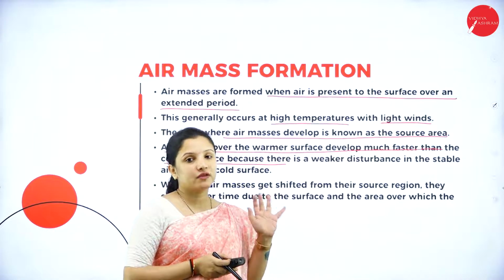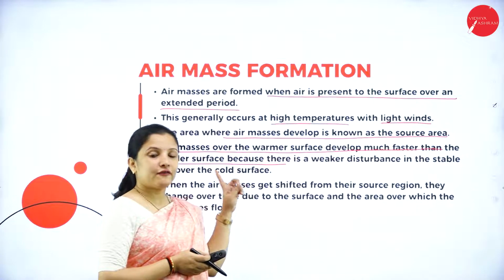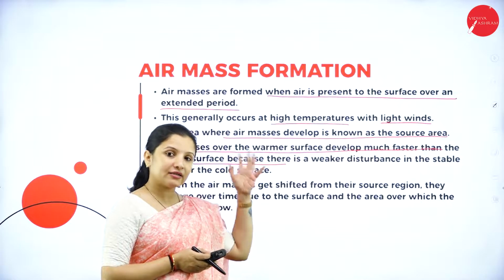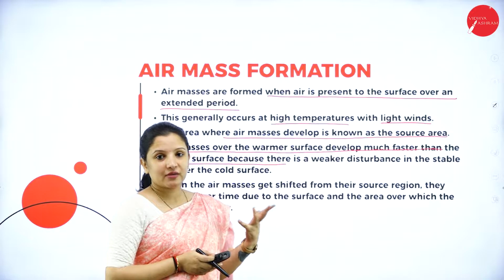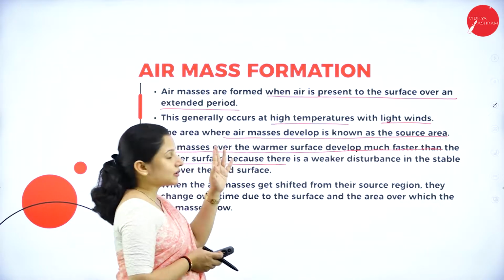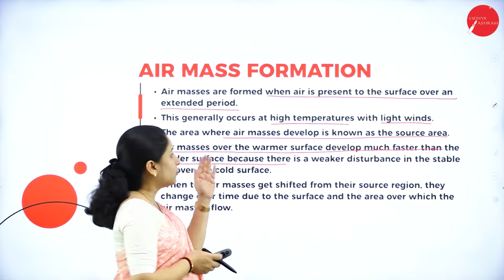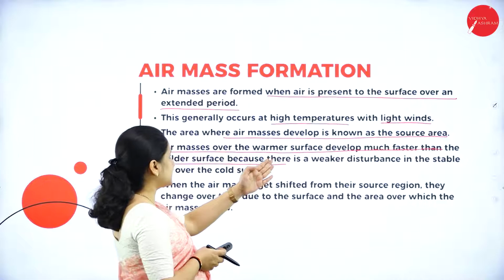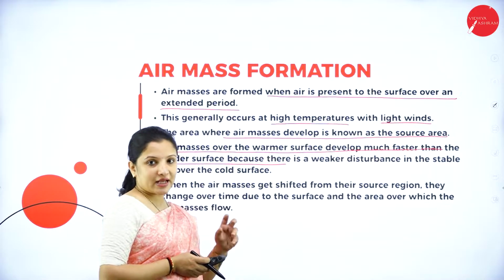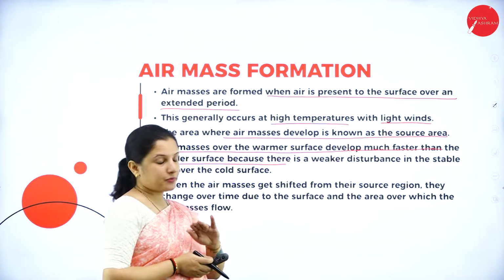Therefore, the heating of the polar region is very minimal or negligible. So for airflow, what is important? This absorption of heat from the sun is very important. That is why those areas which absorb enough heat will have a warmer surface. Therefore, the air mass there will be stable, and it will be a continuous stable process.